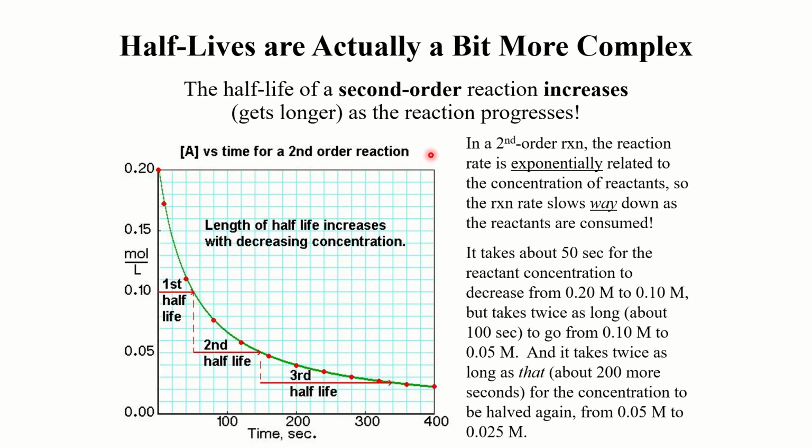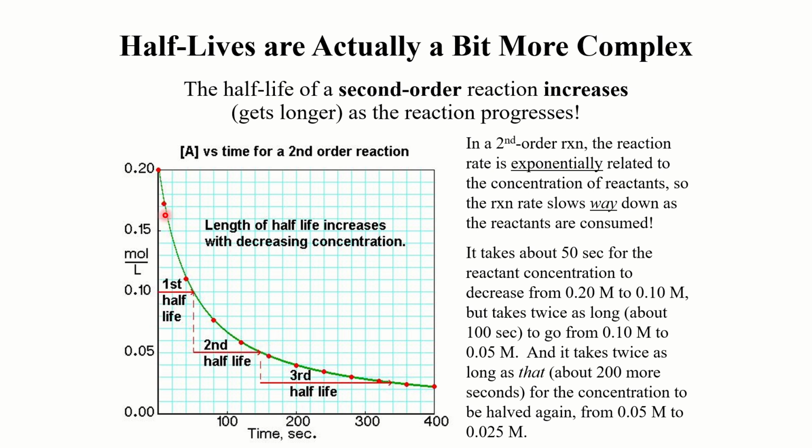And finally, when we look at a second order reaction, the half-life of a second order reaction actually increases. It gets longer as the reaction progresses. In a second order reaction, the reaction rate is exponentially related to the concentration of reactants. So the reaction rate slows down significantly as the reactants are consumed. So if we look at this example, to go from 0.20 to 0.10, it takes about 50 seconds. And then from 0.10 to 0.05, it takes almost twice as long as that. It takes close to 100 seconds. Then from 0.05 to 0.025, now this takes almost 200 seconds.